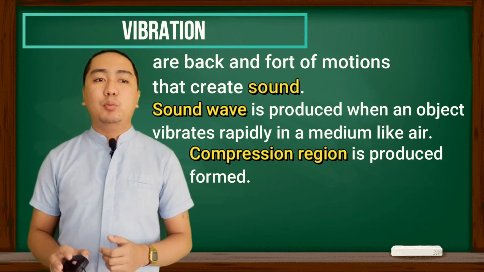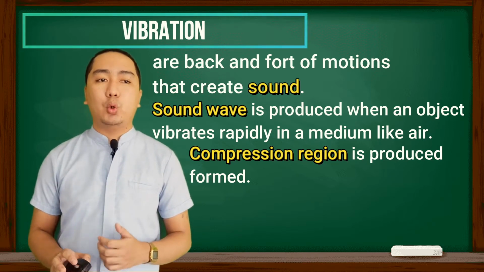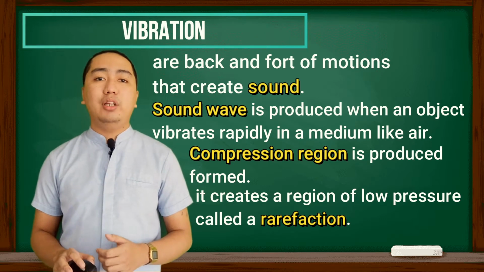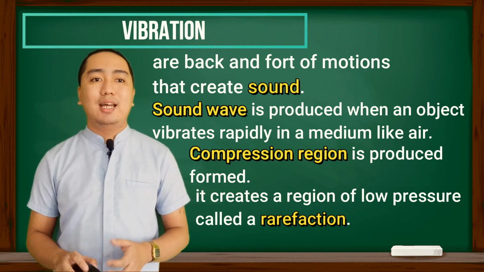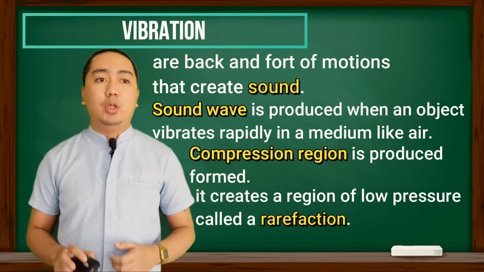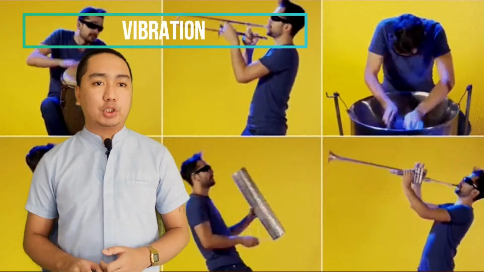As the object moves backward, it creates a region of lower pressure called rarefaction. As the surface vibrates to and fro, a series of these compressions and rarefactions is set up in the air. These make up sound waves. All sounds are produced by vibrations.